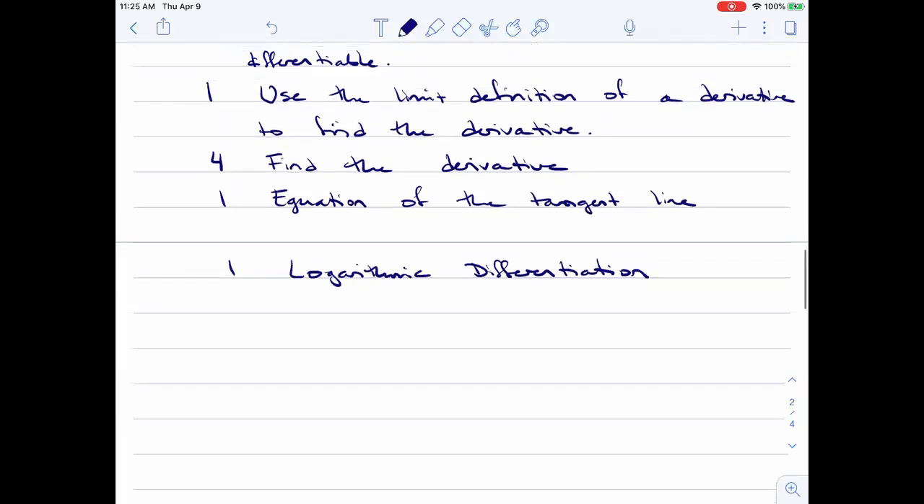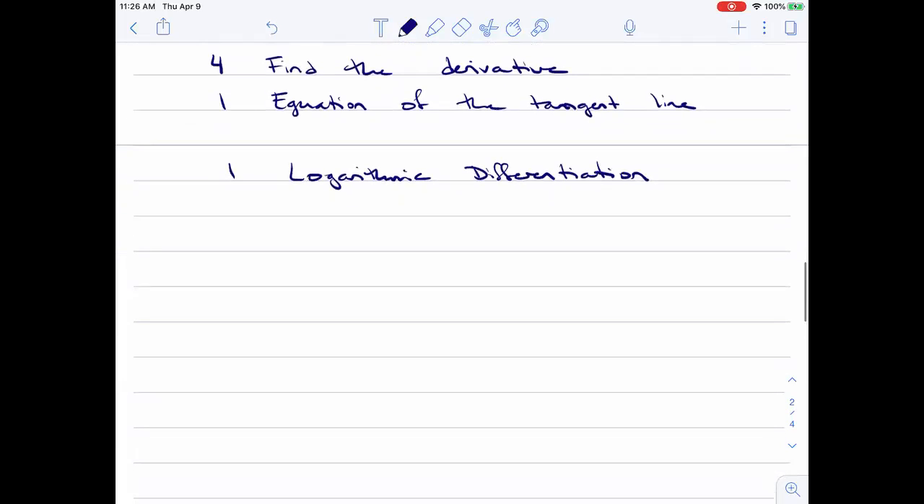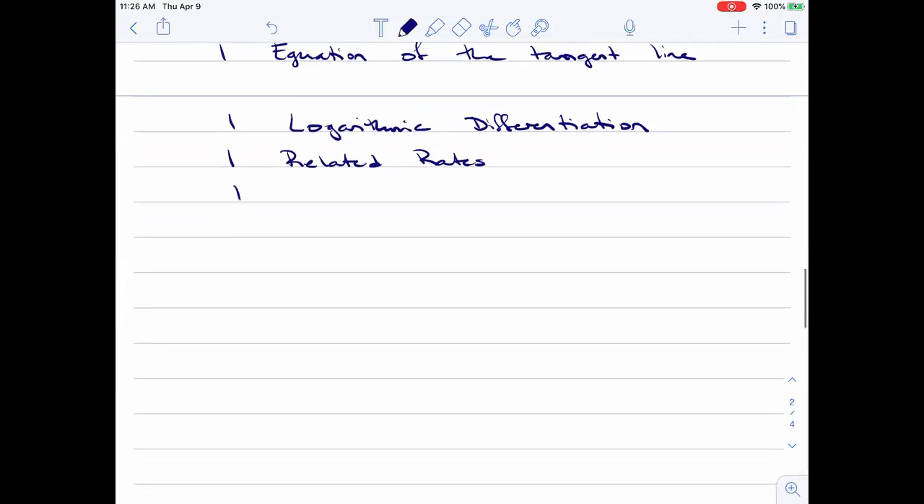Right, and so I'm pretty sure these guys were all on the same test, probably test 3, I want to say. And I think the related rates was on there too. So then there's 1 related rates problem. Related rates can be tricky, right? So make sure that you practice those. And then there's 1 displacement problem.